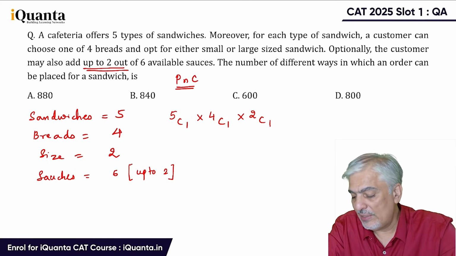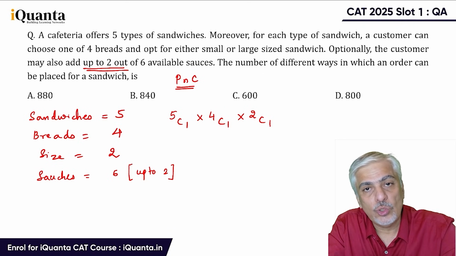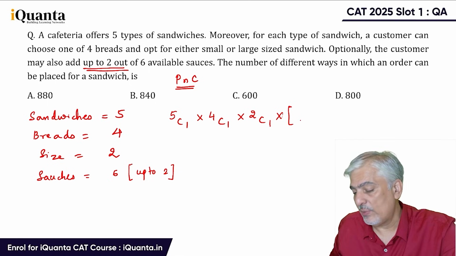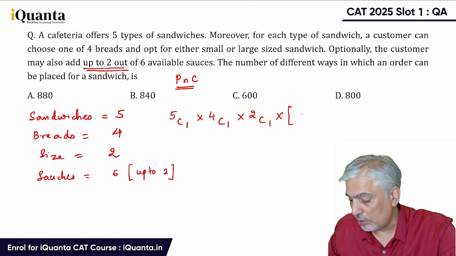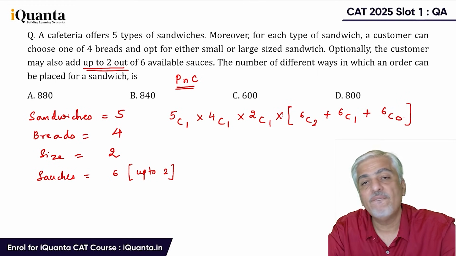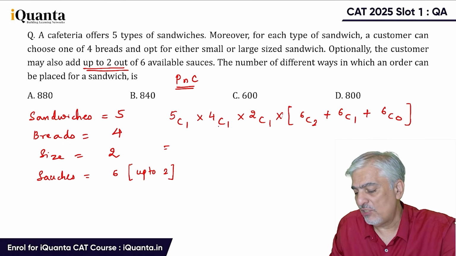Now comes the main part, the sauces. It is not 6C2. I have to choose up to 2 sauces. That means I can choose 2 sauces, 1 or 0. Very important. That is why the bracket will come. I will choose 2 sauces, which will be 6C2, or 1 sauce, which will be 6C1, or 0 sauces, which will be 6C0. And we will get 5C1 is 5, 4C1 is 4, 2C1 is 2.